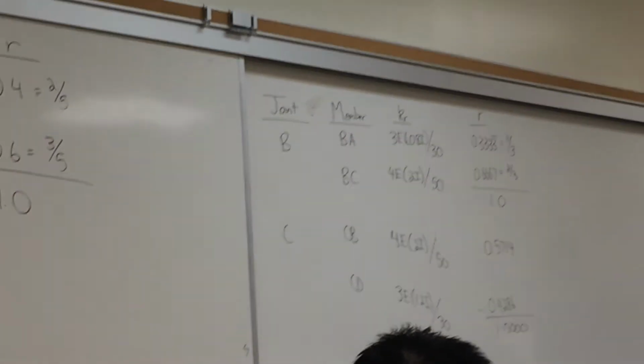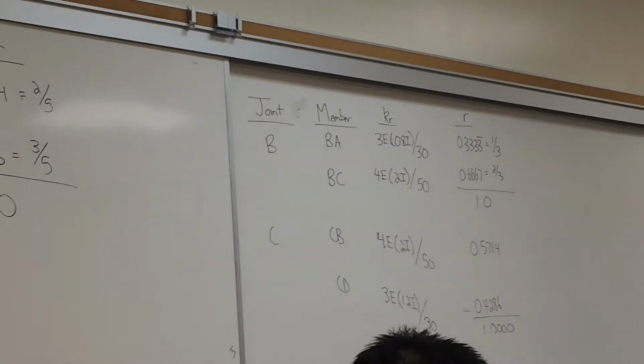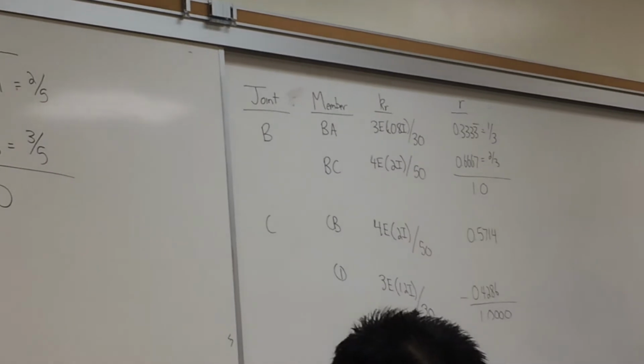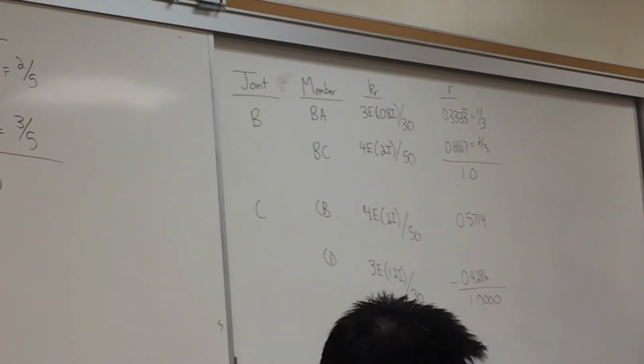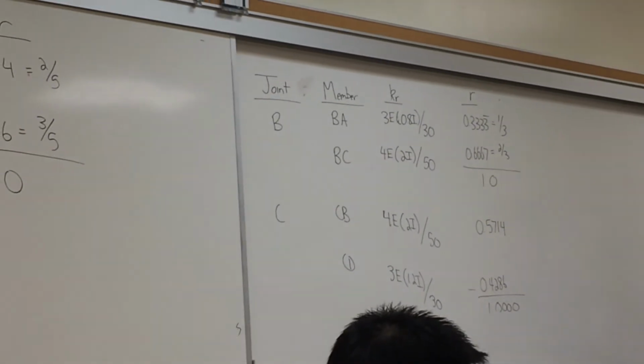So same idea. Rotational stiffness for a fixed pin would be 3EI over L. For a fixed, it would be 4EI over L. And once again, we look at joints B and C. I look at the adjacent members.